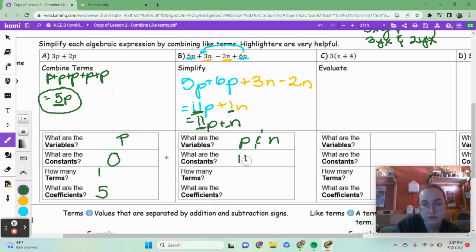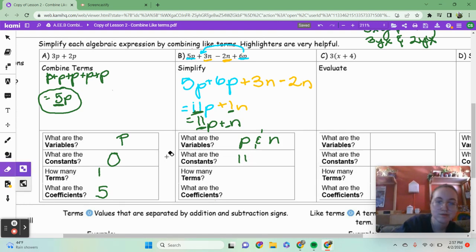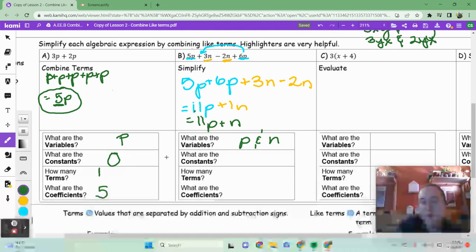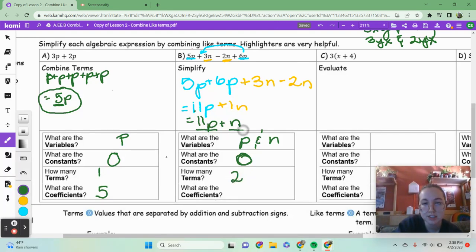So 11, oh, not the constants. There's no constants here. It's talking about the coefficients. I was jumping the gun. I was wanting to talk about coefficients. So there's no just numerical term. So again, the constant is 0. How many terms are there? There is 2 terms. This is 1 term. This is the second term. Our coefficients, like I just said, are 11 and 1. Those are the things that are multiplying our variables.